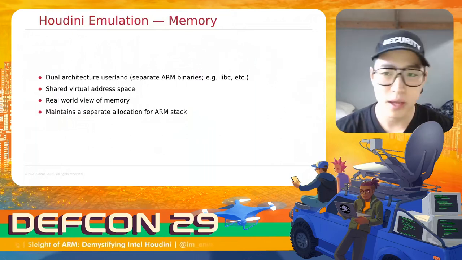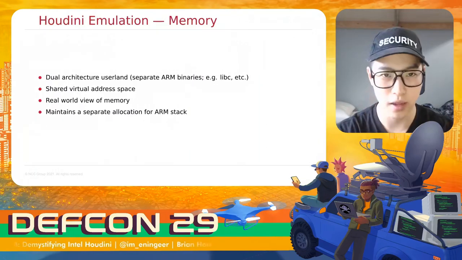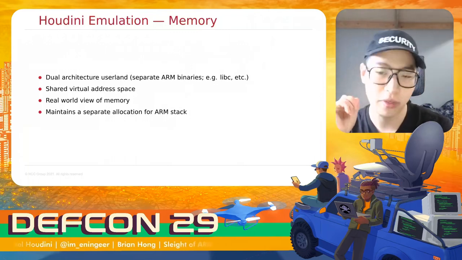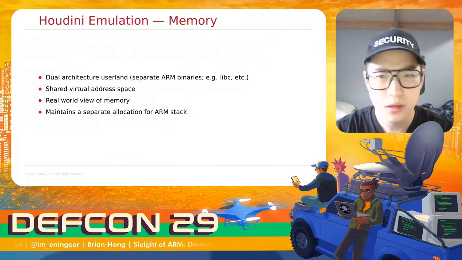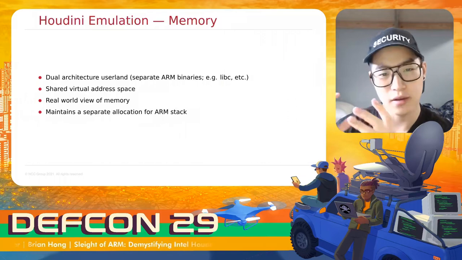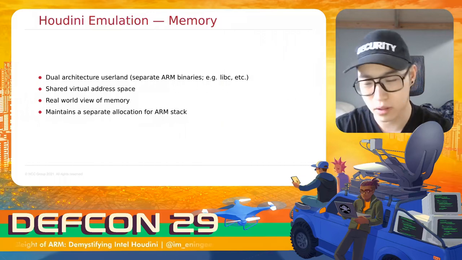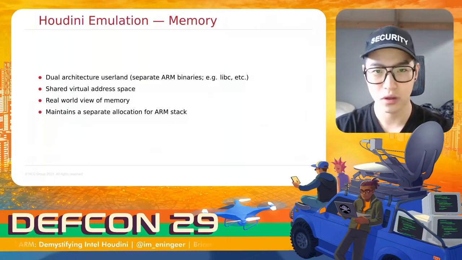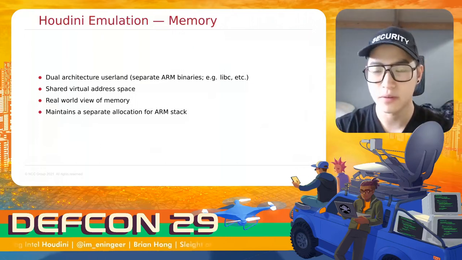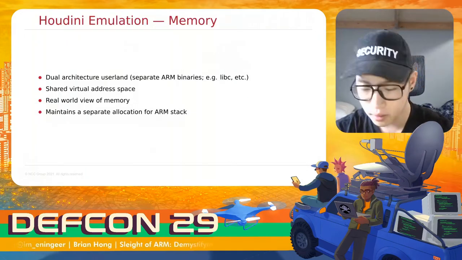The emulation is dual architecture, so it contains both separate ARM and x86 binaries. It is a shared virtual address space, as they both have the same view of memory. What that means is the x86 parts of the process and the ARM parts of the process view the memory the same way, and they're in the same address space. So there's no magic translation between an ARM address versus an x86 address. And the last point is there is a separate allocation for the ARM stack.